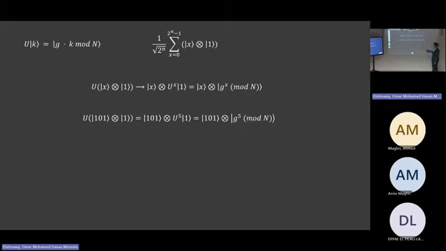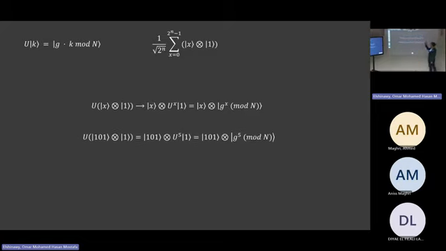Then our quantum state would be just the sum of |x>|G^x modulo N>. Like we could just imagine, could just see as we transform each |x> into G to the power of x modulo N. So that's our quantum state now.